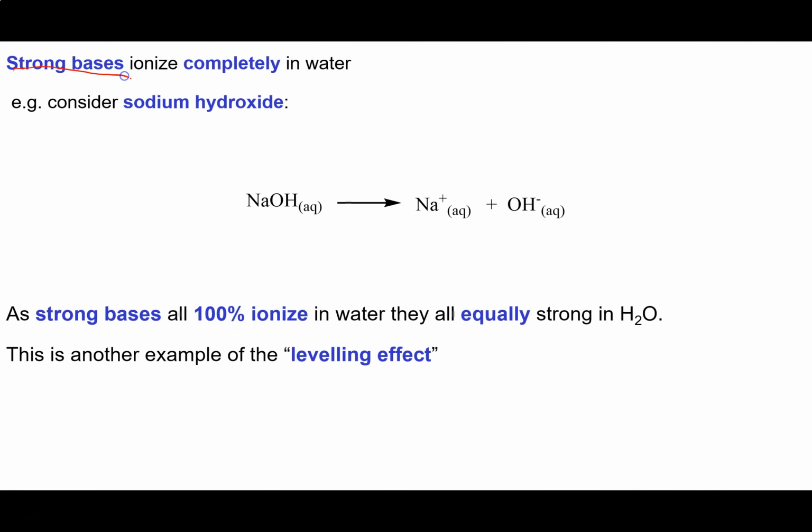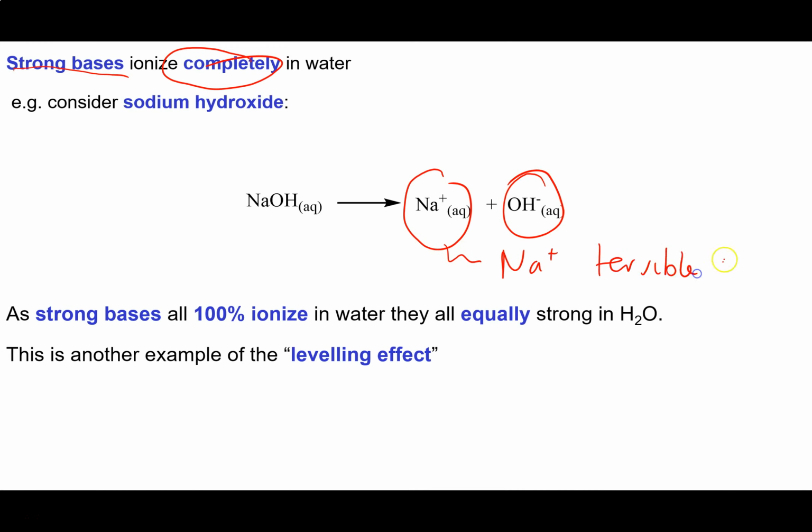Okay, now strong bases ionize completely in water. So if we think of something like sodium hydroxide, it just separates 100% to give us hydroxide ions and sodium ions. What does that tell you? It tells you that Na plus is a terrible acid. This reverse reaction doesn't occur at all. But what we also want to recognize is that all strong bases are equally strong because they all ionize 100%. You can't do better than 100%. Again, this is another example of the leveling effect.